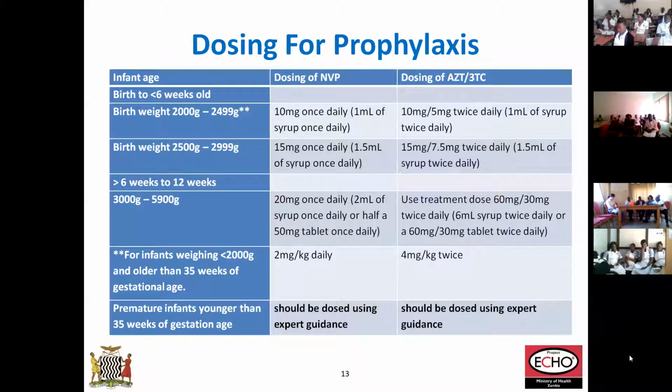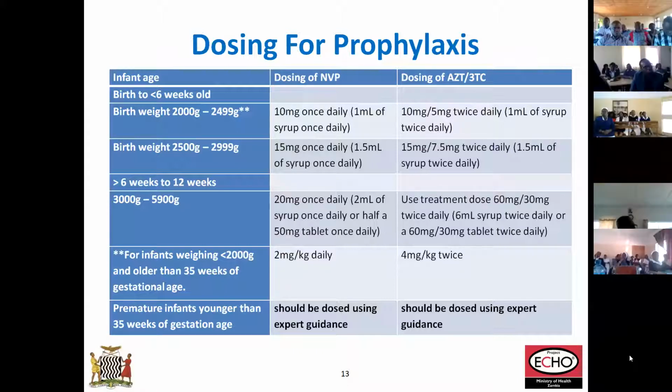kgs to 2.499 will get 1 ml twice a day, meaning that if there are 6 ml, it will be consumed within a week. So like 2 ml per day, in 3 days this drug is consumed. So the chances of it rotting or going bad are minimized. So I think this is the best way to go. So this is just showing how much to give according to the weight and the age group.